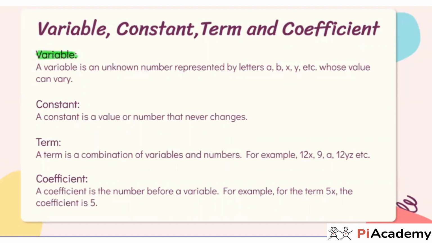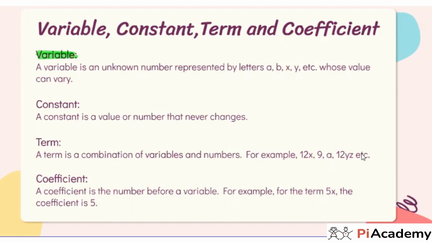Charlotte, can you please try this? A variable is an unknown number represented by letters A, B, X, Y. Very good. So basically, variables are the letters, or you can say those are the unknowns represented by small letters. Here we are not going to use capital letters. Variables are always represented by small letters. This you have to remember.